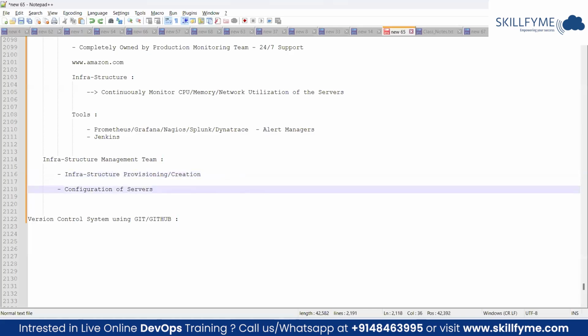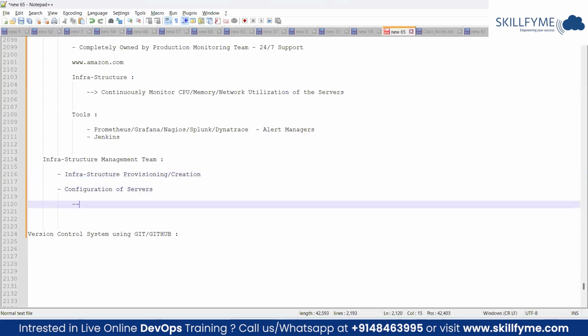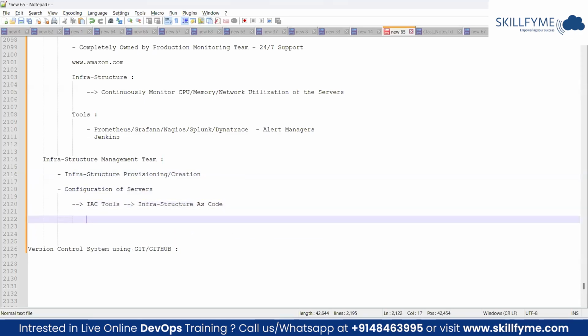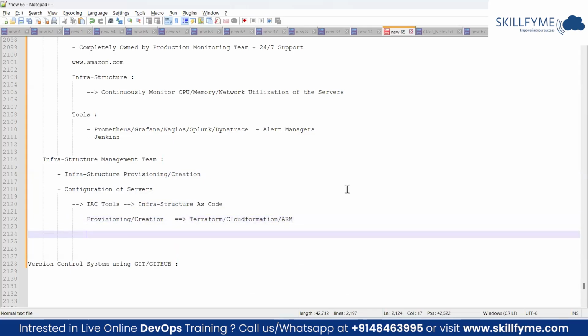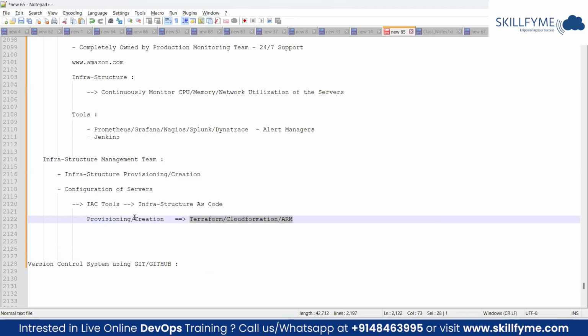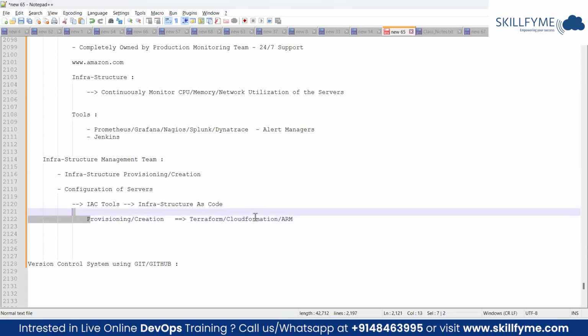So to overcome all these things, we from the DevOps team recommend some IaC tools. IaC means infrastructure as code. If you want to provision the resource, we have some tools like Terraform, or we can use something called CloudFormation, or we can use ARM. These tools are used to provision or create the resource. Let's say if I want to create 50 servers, I can quickly create those 50 servers in parallel.